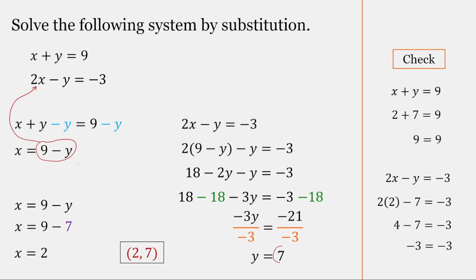And then with this y value of 7, I'm going to plug that into our x equal to 9 minus y equation. And we end up with x equal to 2. So our solution is the ordered pair 2, 7. And again, don't forget to check your answer.